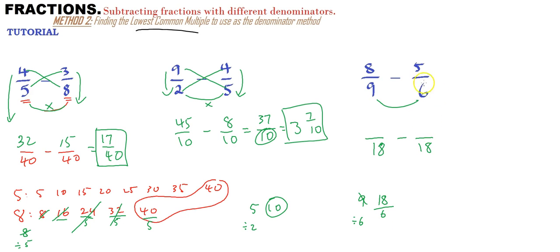Now, because we have renamed 5/6 as 18ths, I would multiply by 3 to get 18 as a denominator, so I do the same to the numerator, and that's 15. I multiply by 2 to get 18 as a denominator, so I multiply by 2 for the numerator, get 16. 16 minus 15 is 1, so it's 1/18th, and that's the answer. Simplified already.